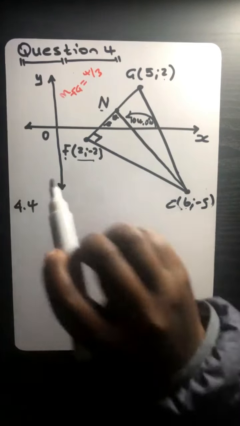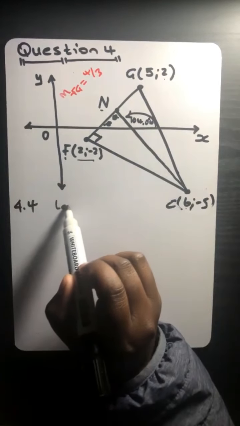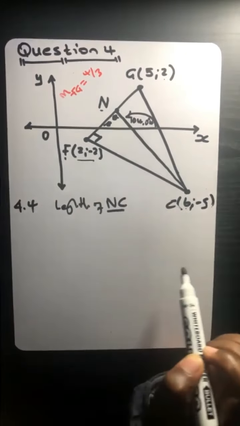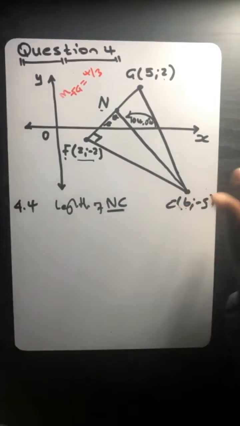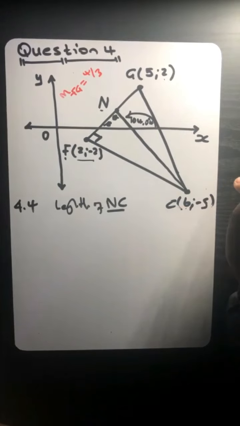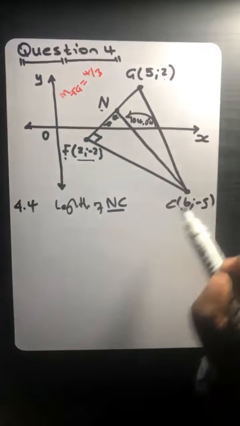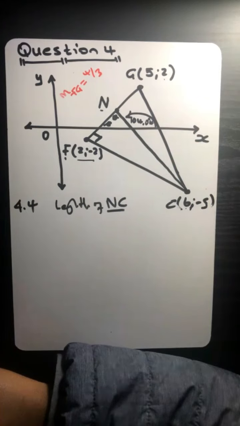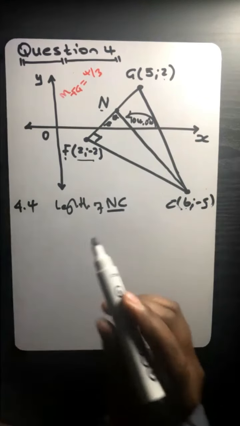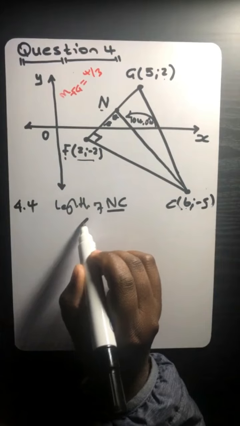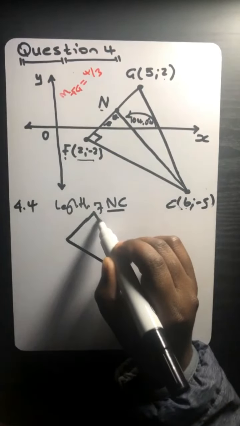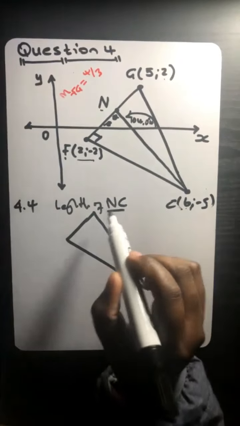This is an interesting question, guys. They want you to calculate the length of NC. Let's see. What length are they talking about? So this is the length that they are talking about. It looks a little bit tricky, but I think if I can draw all that I know with regards to that triangle, I'm sure I can notice something, guys.